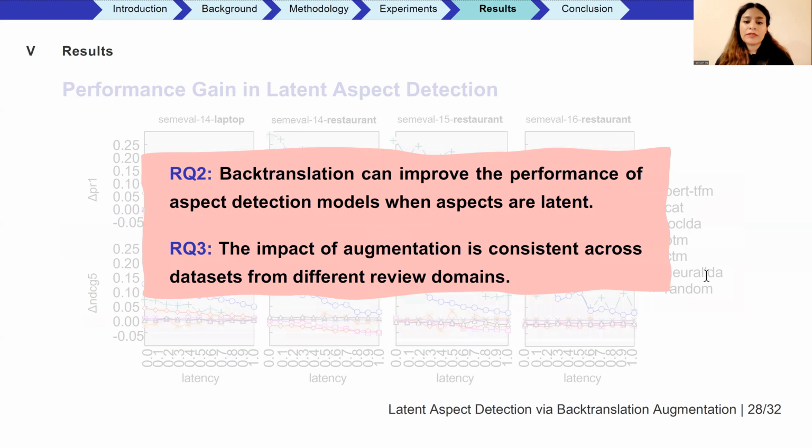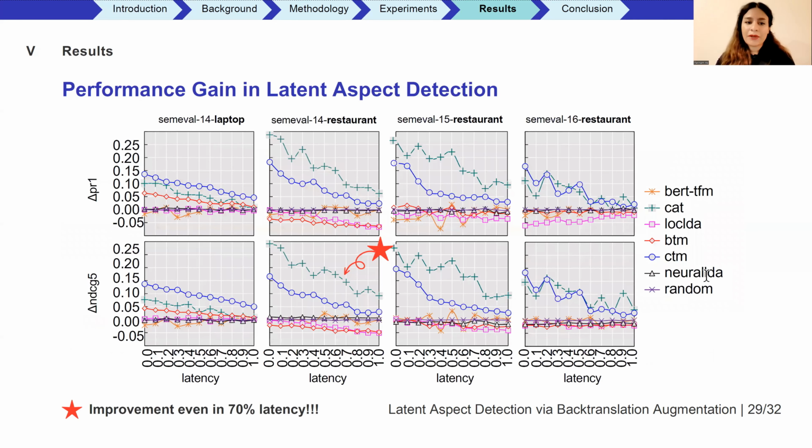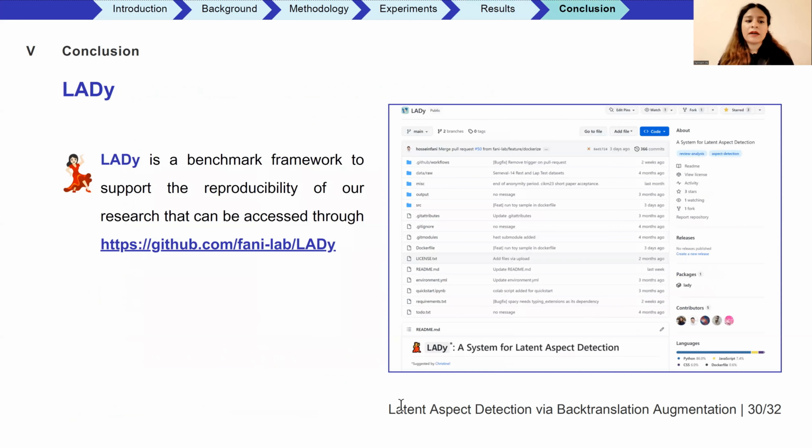We also wanted to see whether it can help the latent occurrences, and whether it is cross-domain. As you see, we have a performance gain in latent aspect detection for all the data sets that we have, for precision and F-measure metrics. As the plot suggests, even with 70% latency, which means that 70% of the reviews had latent aspects, we had improvement for the aspect detection models. These results are for both restaurant and laptop domains, so the improvement is consistent. And this is LADy, a benchmark framework to support the reproducibility of our research.